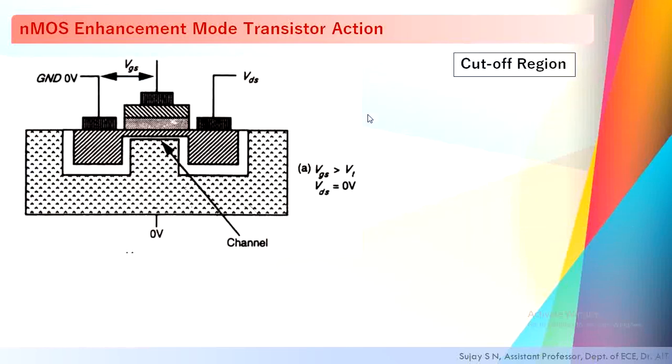So if you look at the NMOS enhancement mode transistor action, it is divided into three regions. First one is the cutoff region. In the cutoff region, you can observe here the voltages VGS and VDS are given with this condition: VGS is greater than VT and VDS is 0. Means we have started applying a voltage from the gate which is more than VT. Here VT is the threshold voltage.